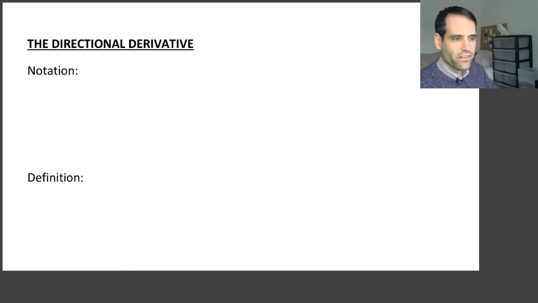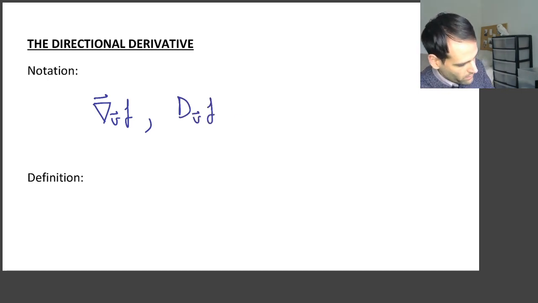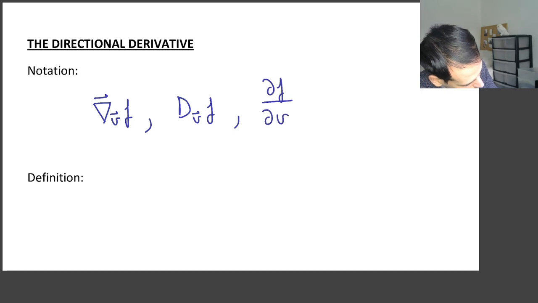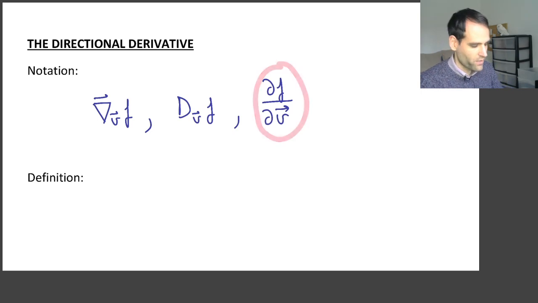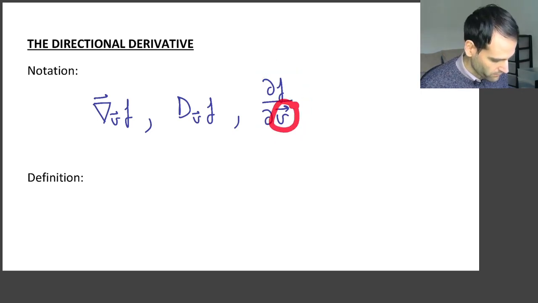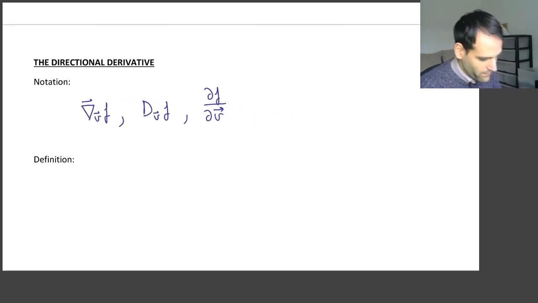The directional derivative is often denoted as nabla with a subscript vector v of f, or sometimes it's written as capital D with subscript vector v of f, and sometimes, and this is my favorite notation, it's the partial derivative of a function f with respect to vector v. Okay, I like this notation because it is the most intuitive one. So how is it possible that you have a vector instead of the variable? Okay, so let's look at the definition.